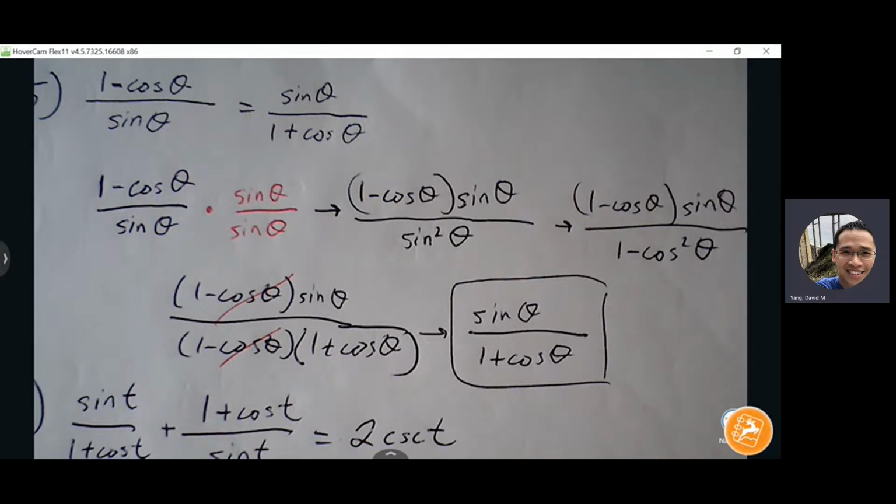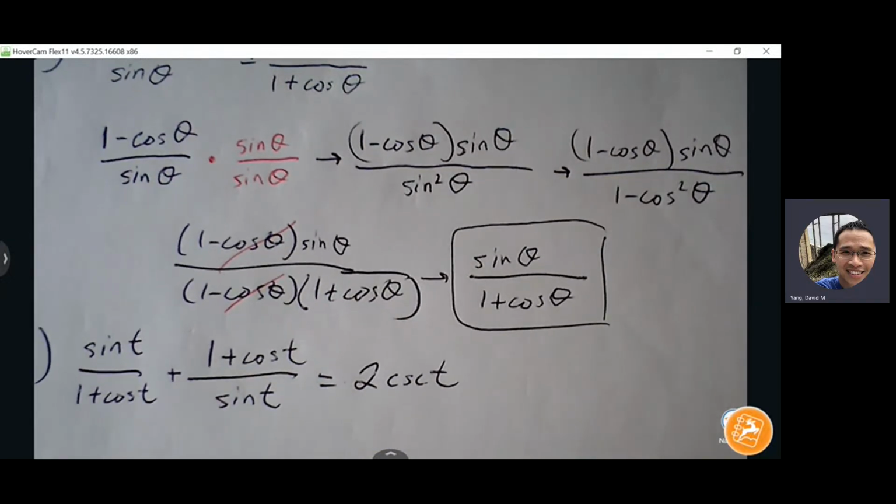Okay, take a look at number 6. What do you think is the first step that you would take? Yeah, good. Let's find common denominator.